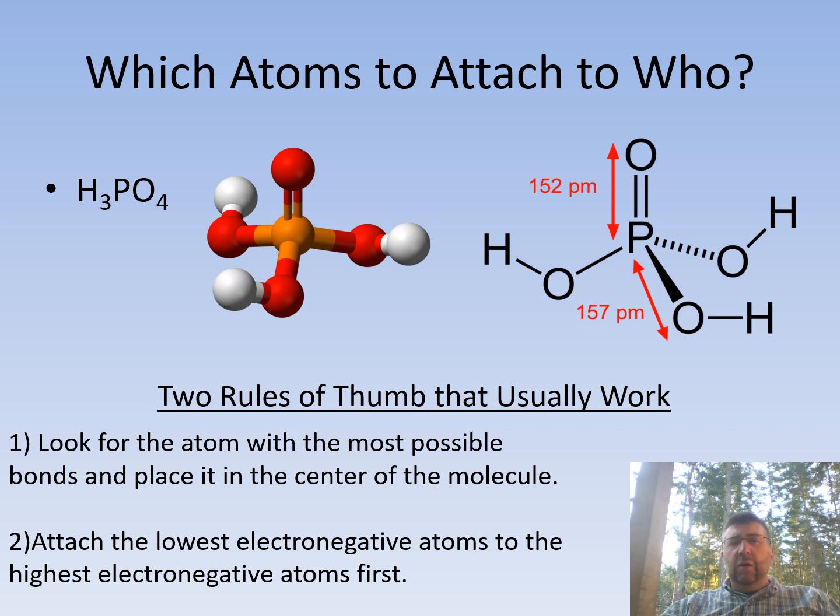What you'll notice on here is that the 4 oxygens are all attaching to the phosphorus because they're all going for something with a lower electronegativity. In addition, the hydrogens are also attaching to the oxygens because hydrogen has a lower electronegativity than oxygen.